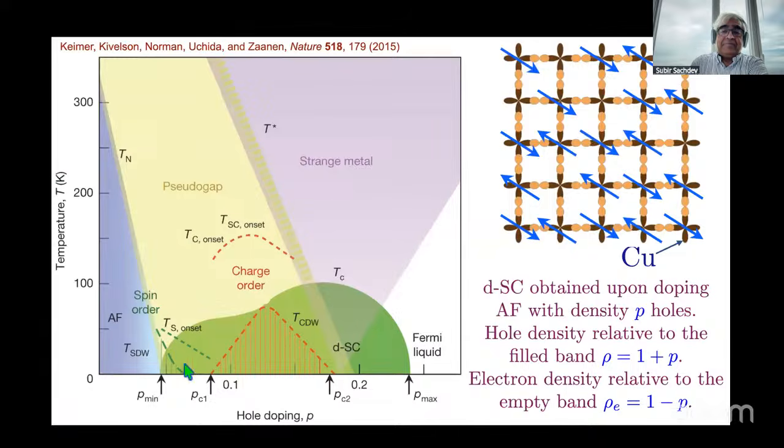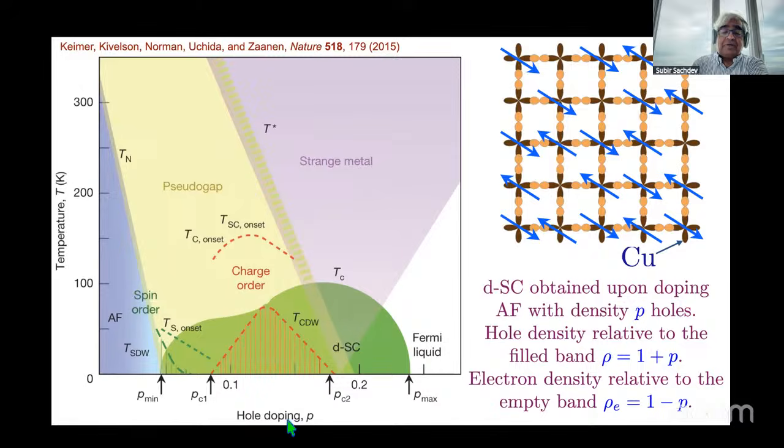So, of course, this is the famous phase diagram of the cuprates. You start with an antiferromagnet, in which we think of the antiferromagnet as spins on the copper orbitals on a square lattice, which are up and down. And then you remove a fraction p of spins. So this is the axis p. And when you do that, you get the D-wave superconductor.